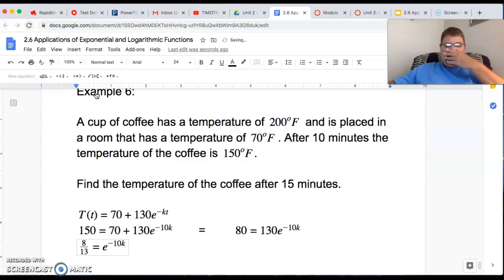Okay, at this point you need to take the natural log of both sides. Remember, all we're doing in this process here is solving for k. And I know it's a little bit involved, it takes a little bit of time, but the next question will be easy once we get this done. So we're going to solve for k by taking the natural log of both sides.